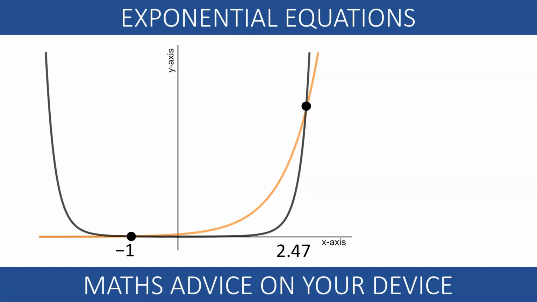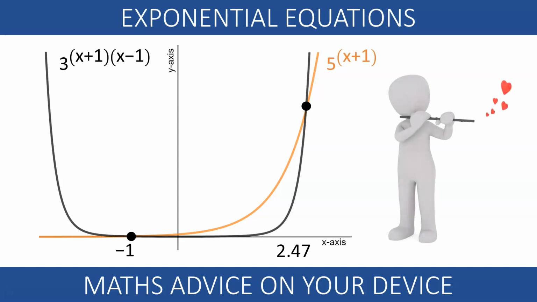We can visualize both solutions, minus 1 and 2.47, by using the graphs of 3 to the power of x plus 1, x minus 1, and 5 to the power of x plus 1.